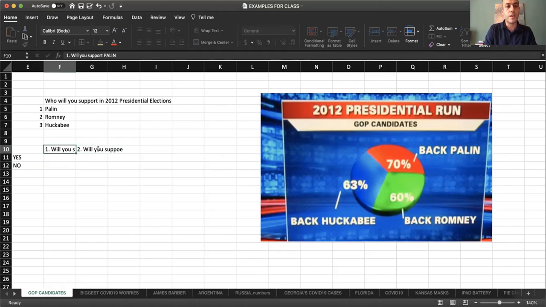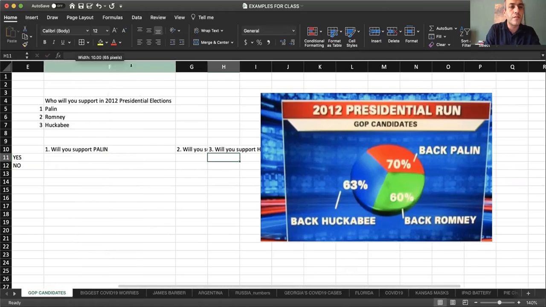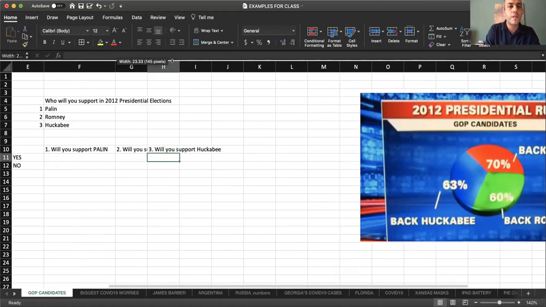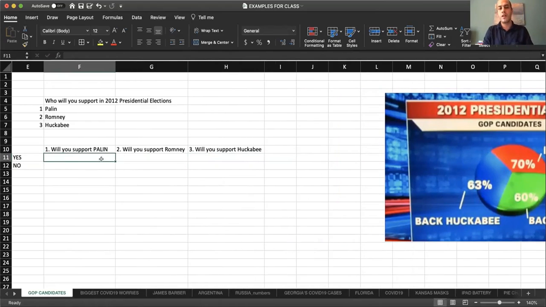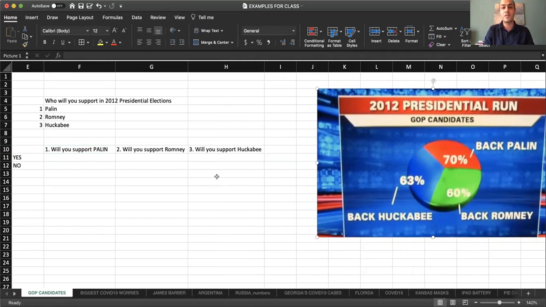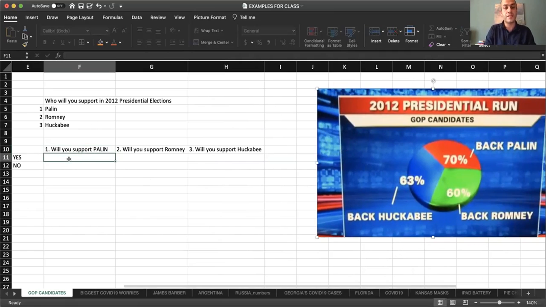And I can actually make it, will you support Romney? And the third question can be, will you support Huckabee? So let me do it like this so that you can see here. And when you ask, will you support Palin, yes or no? From this graph, I can see that 70% says yes to this question, and 30% says no.